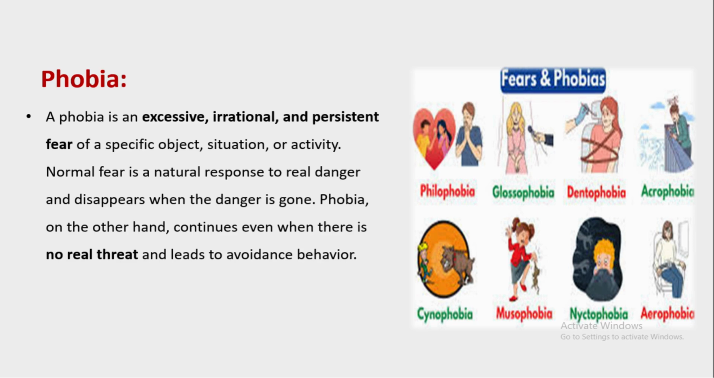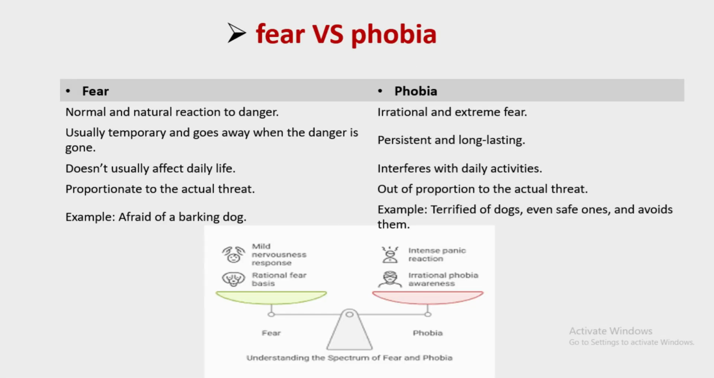A phobia is an excessive, irrational, and persistent fear of a specific object, situation, or activity. A normal fear is a natural response to real danger and disappears when the danger is gone. Phobia, on the other hand, continues even when there is no real threat and leads to avoidance behavior.